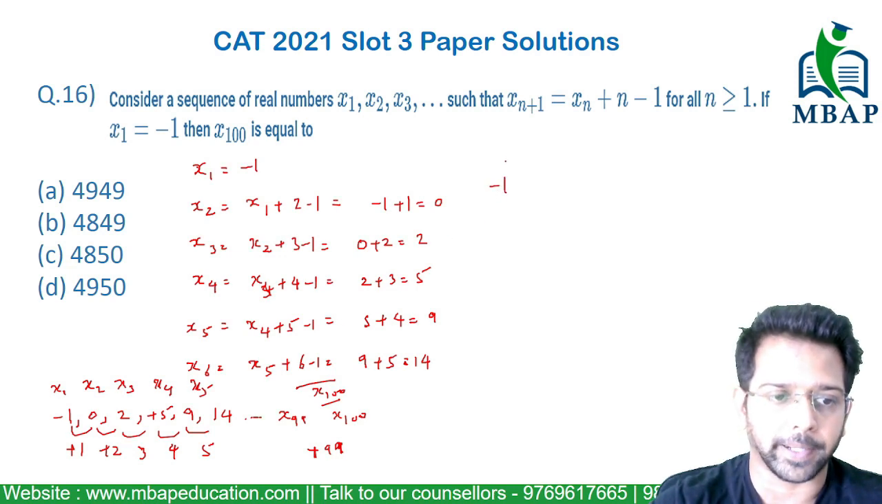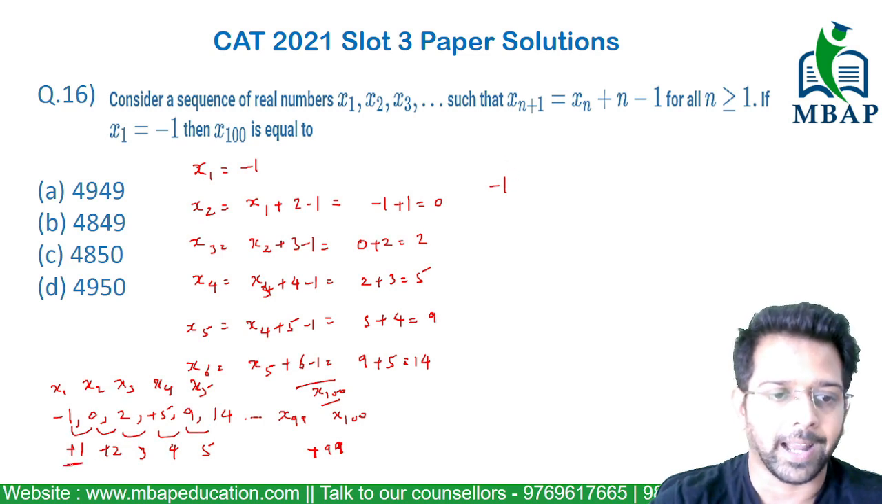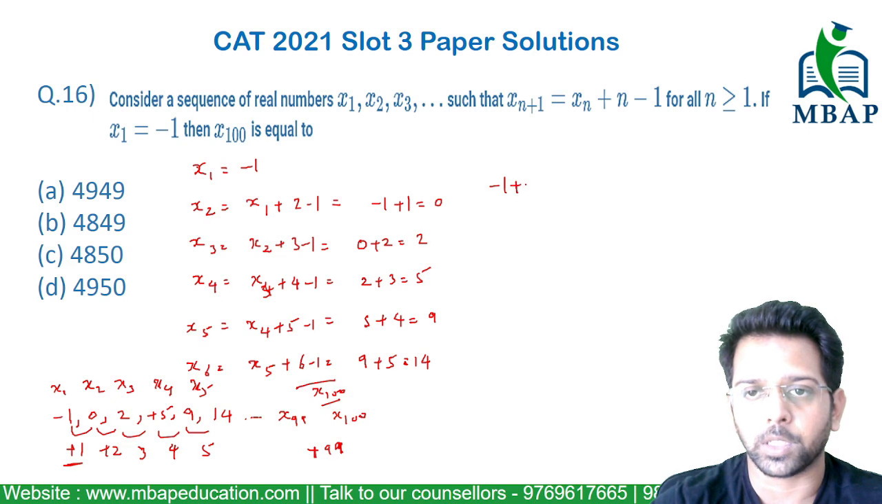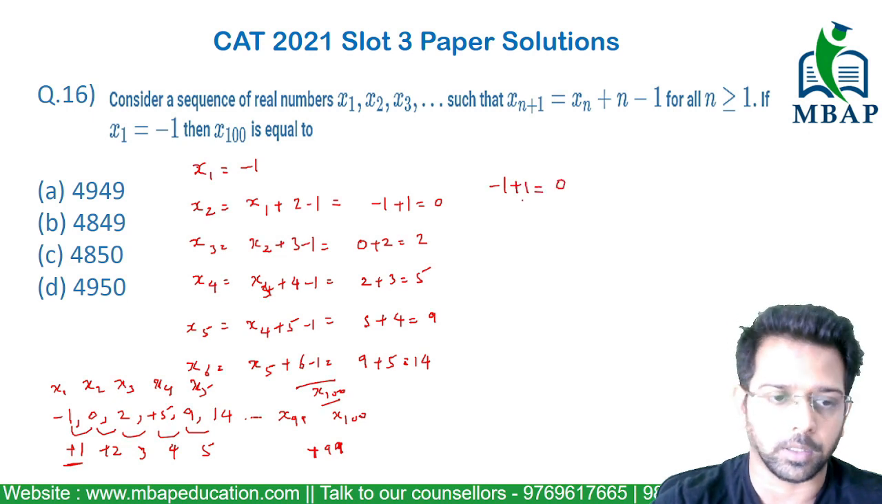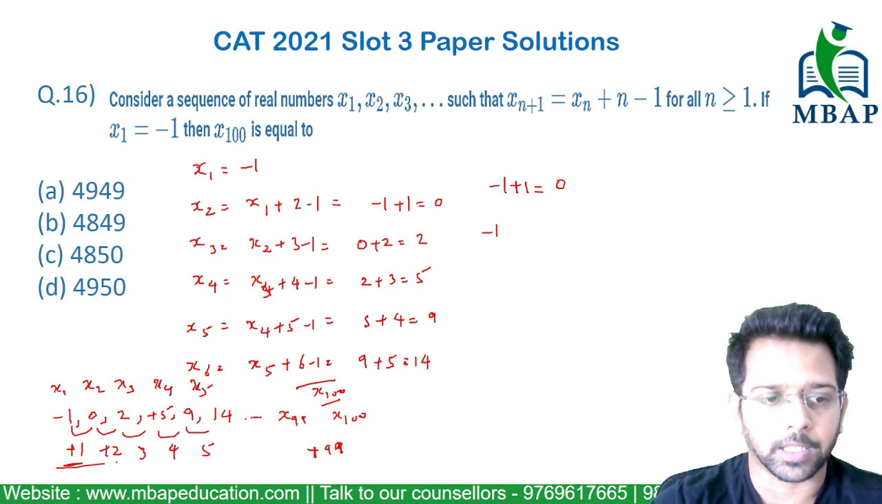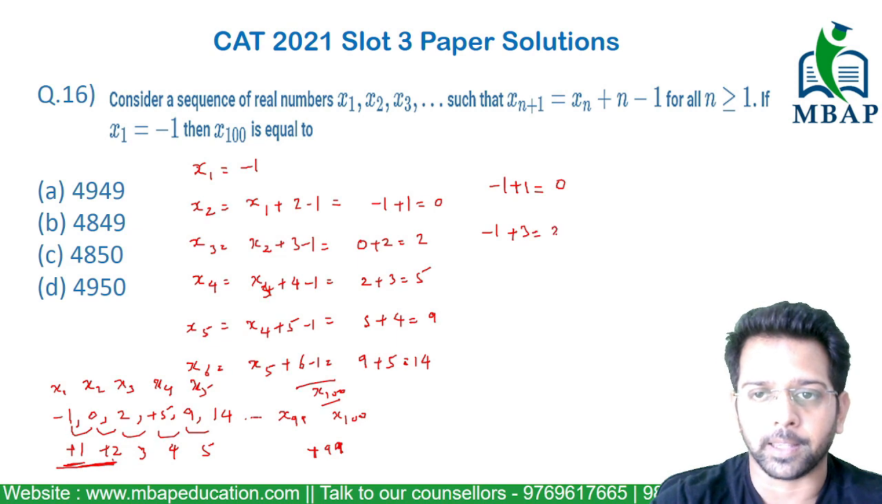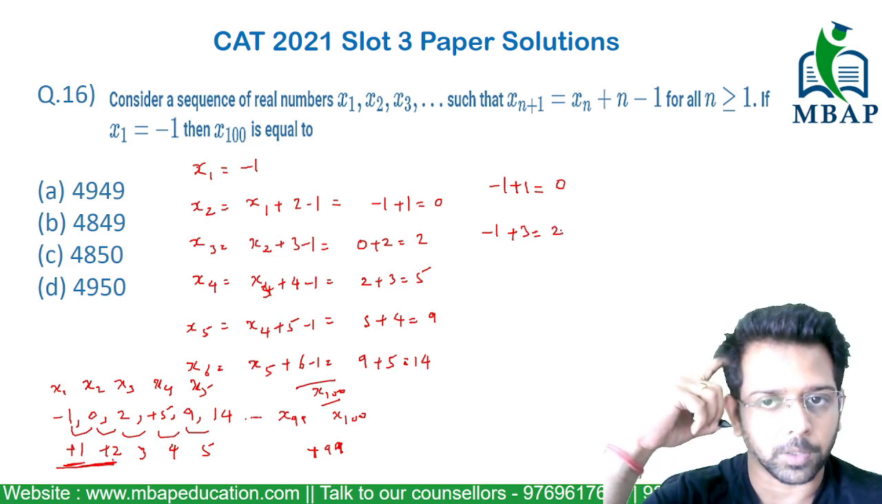My first term is minus 1. If I have to find the second term, what I have to do is add the first common difference, which is minus 1 plus 1, 0. If I have to find the third term, my first term is minus 1, add the sum of the first two common differences, which will be how much? 1 plus 2 will become 3, and the third term will become 2.